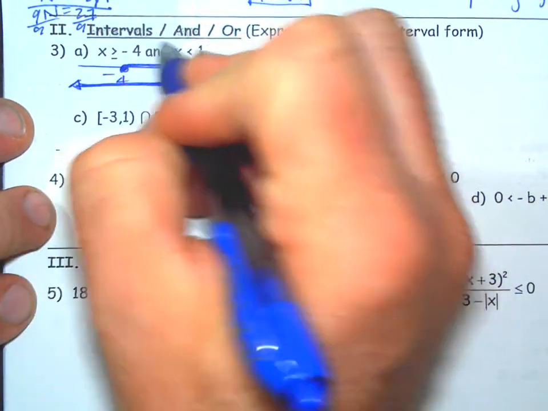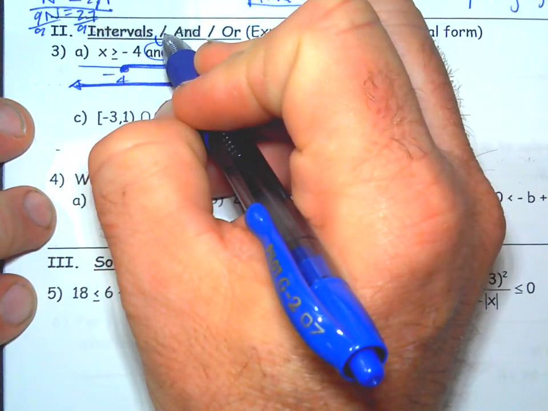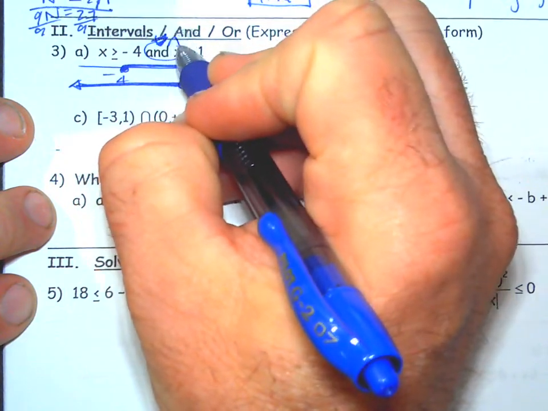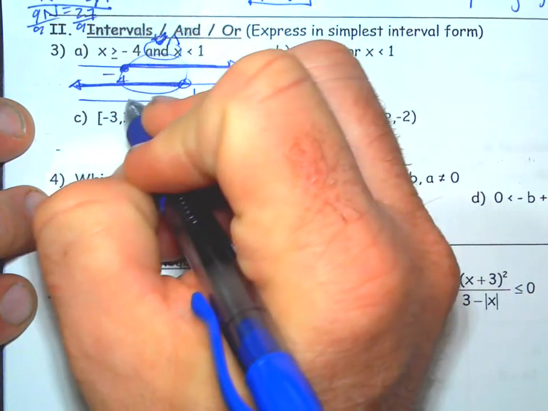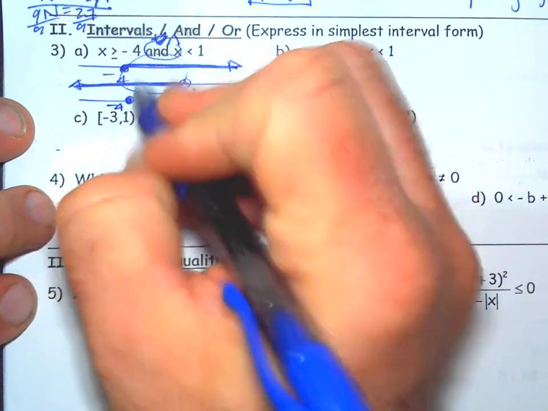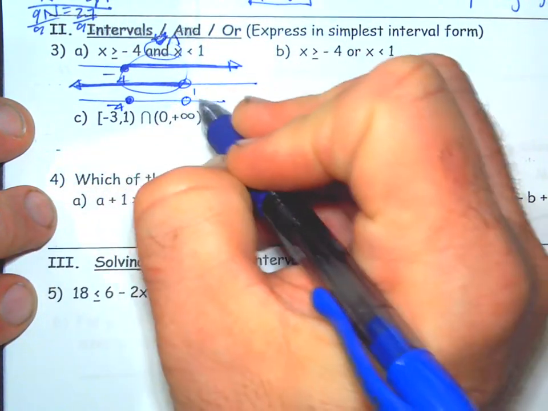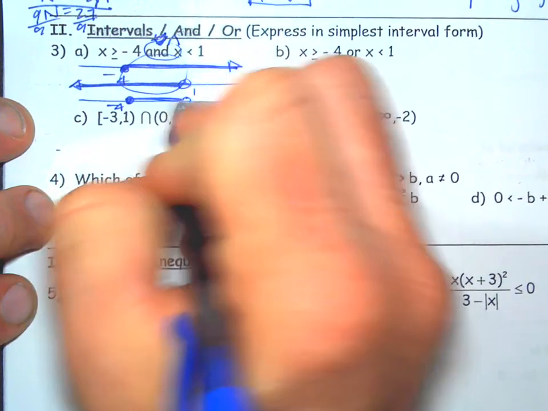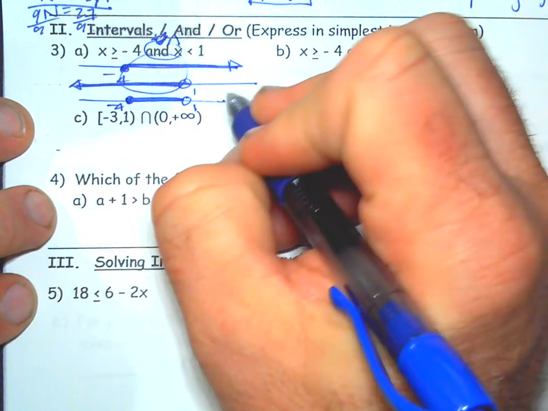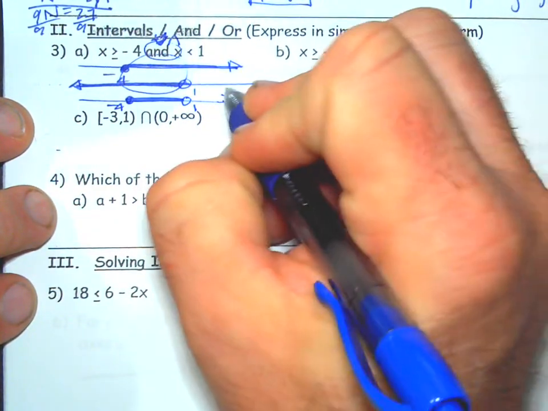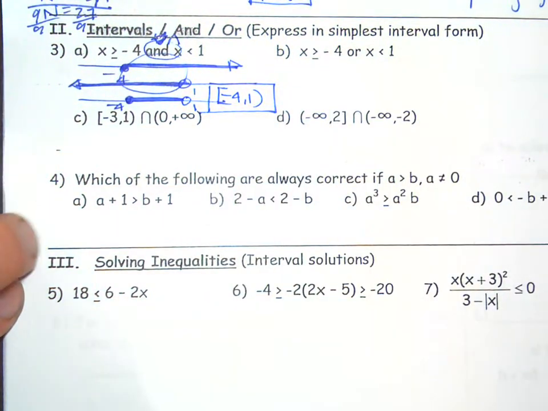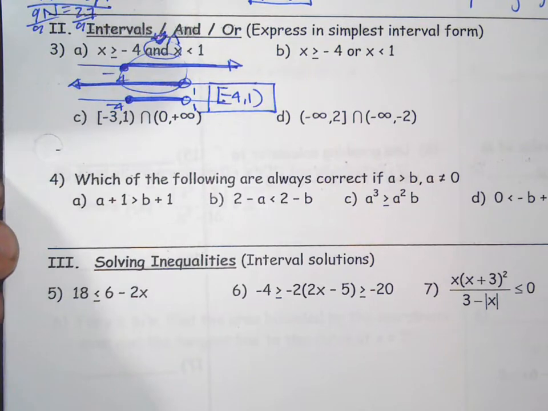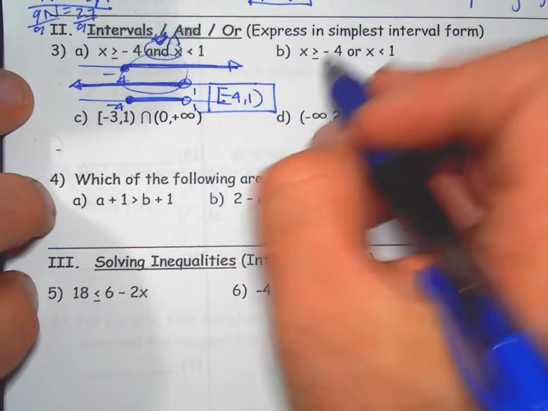The word is and, which is the same as union. No, actually, it's the same as intersection. So it's where they overlap. So it's true for both. At -4, it is true for both, but not for 1. It is true for both for everything in between. So your final answer is going to be -4 to 1. Bracket, parentheses. You can lose a little bit of points for getting the bracket parentheses wrong, but it adds up.